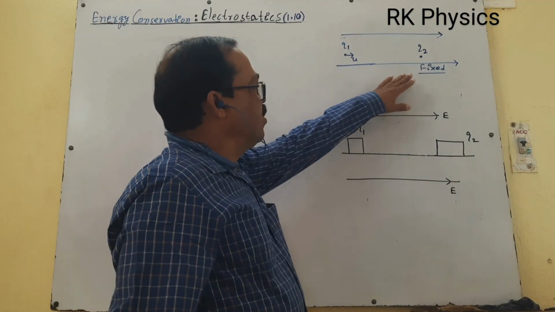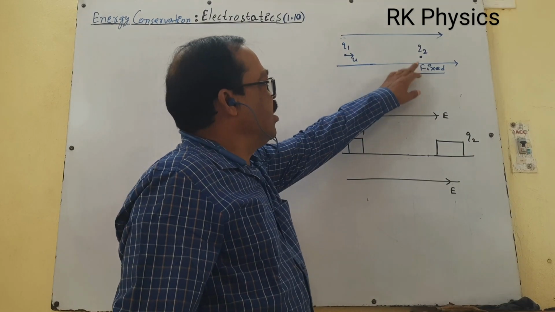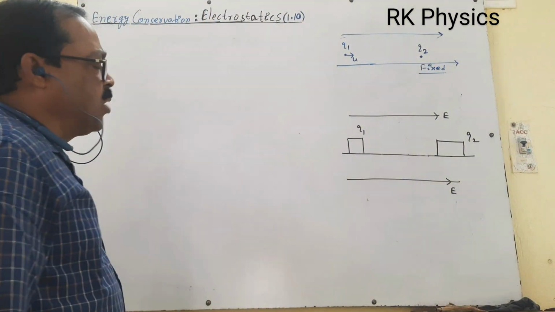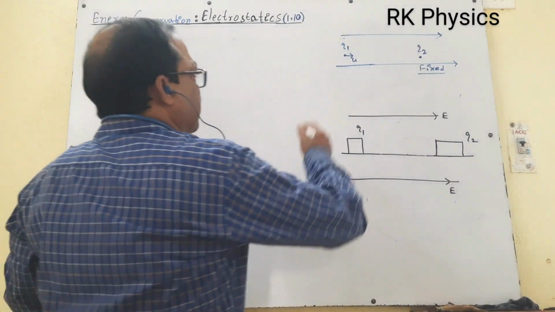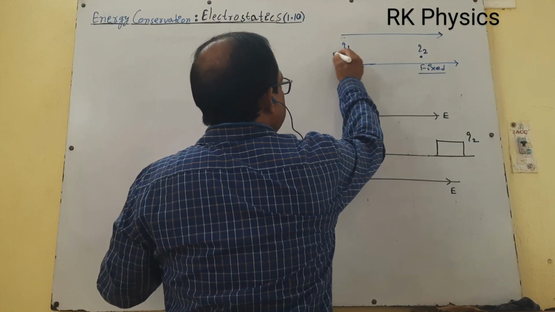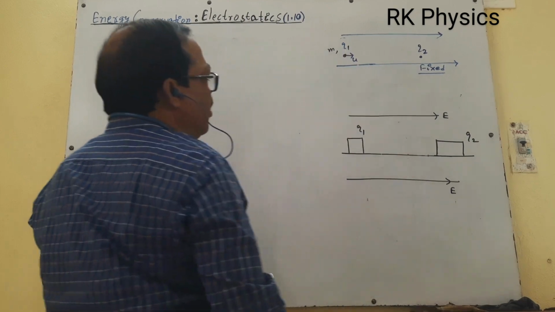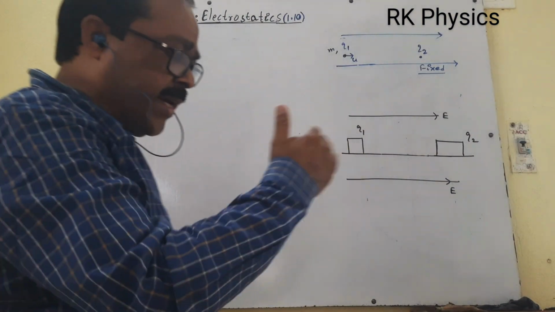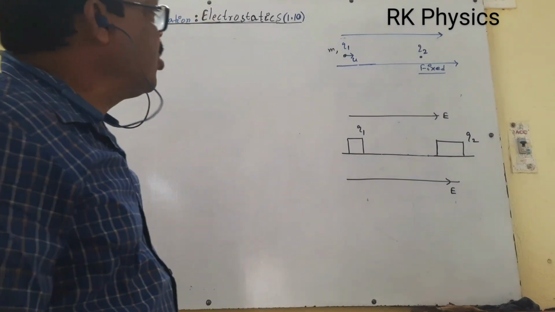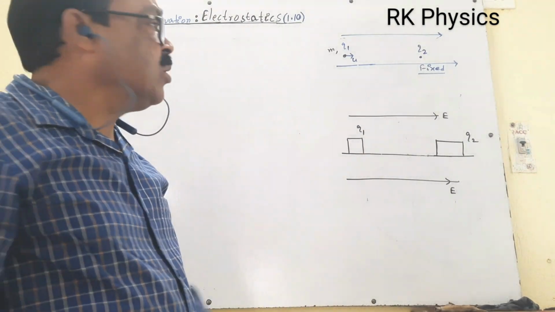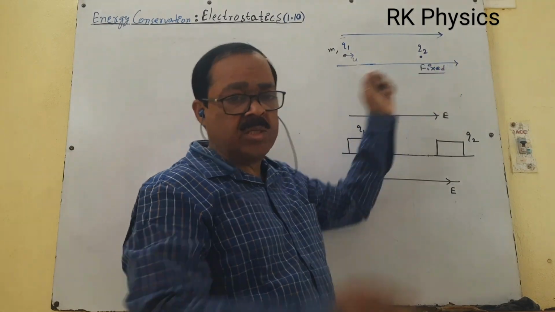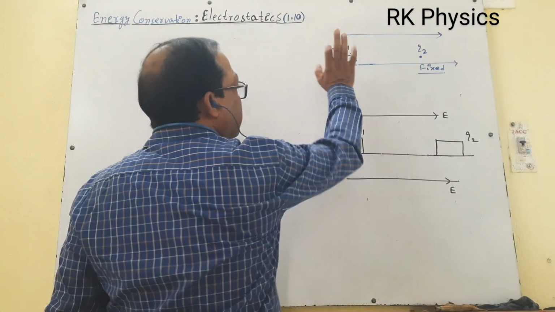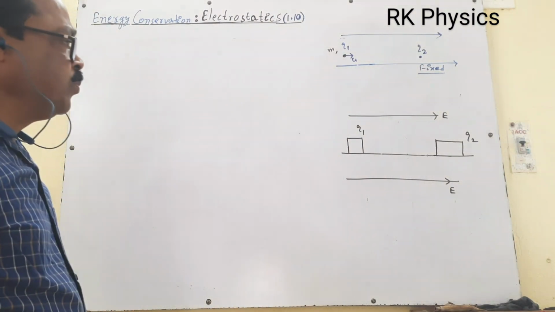Now consider this is an object having charge Q2. Suppose Q2 is fixed, and here an object of mass m having charge q1 is entering into the electric field with speed u. The direction of the electric field is from left to right. The initial speed of q1 is large.